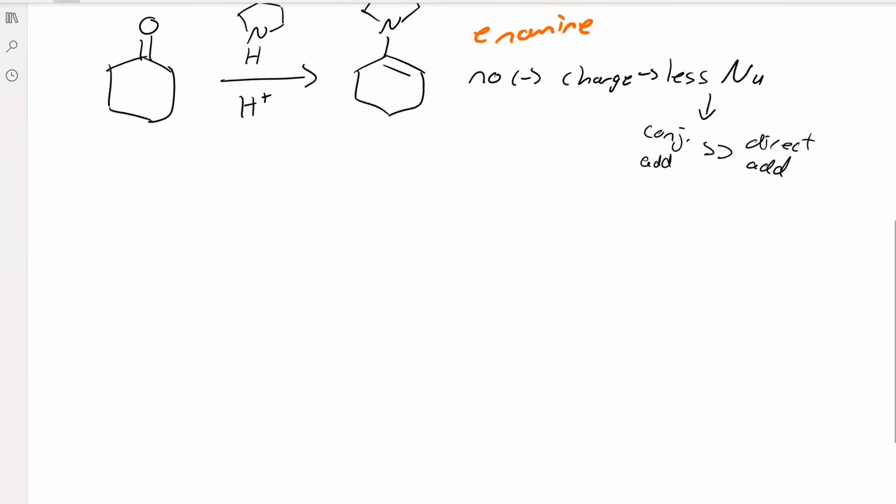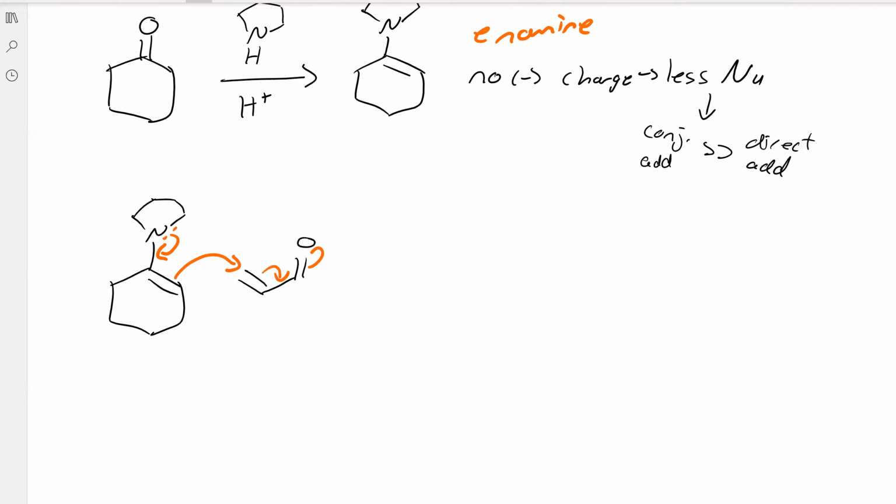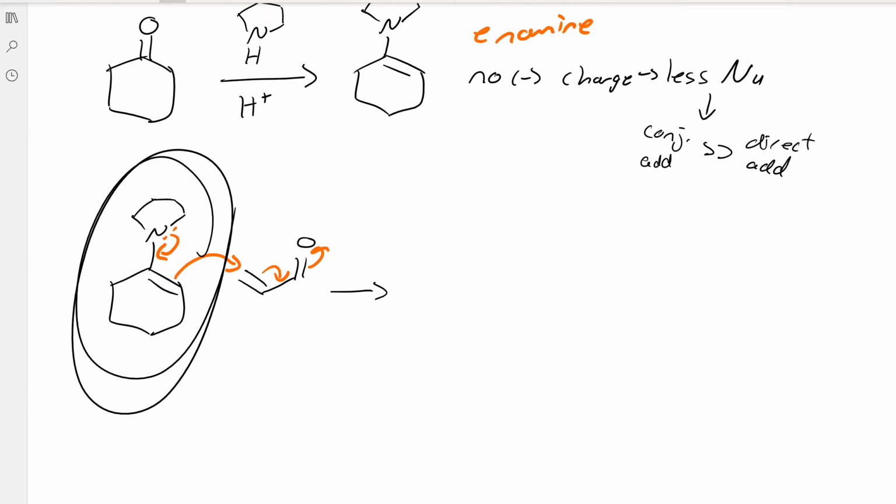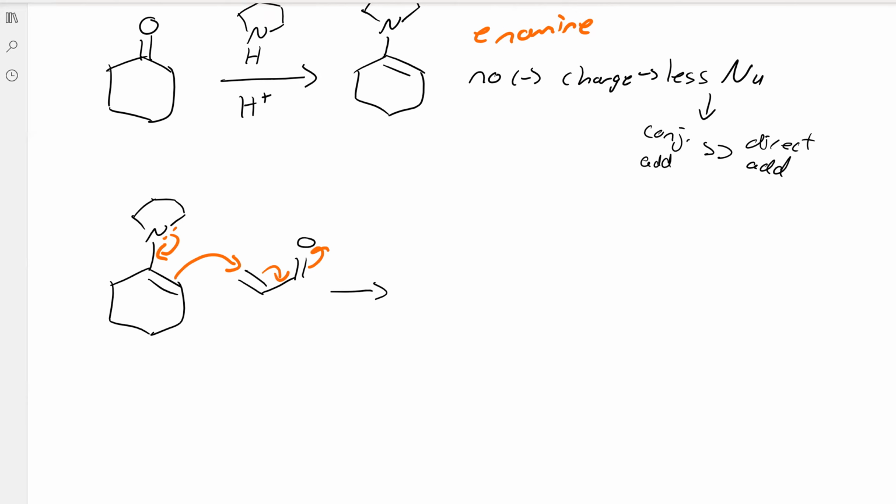So let's take a look at this. So once you've got your enamine formed, then you add in your alpha beta unsaturated compound. This kicks down, this attacks that position, kick over here, kick over there, and form a carbon-carbon bond. You see, it's the same as an enolate attacking, except instead it's just an enamine. Then our intermediates.